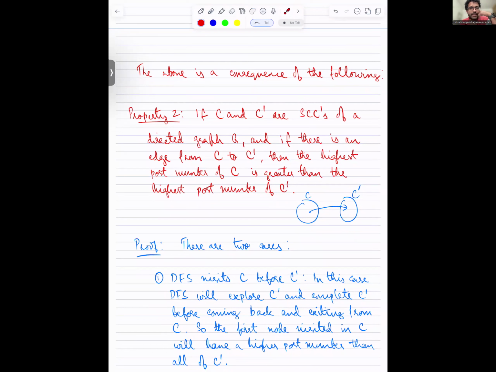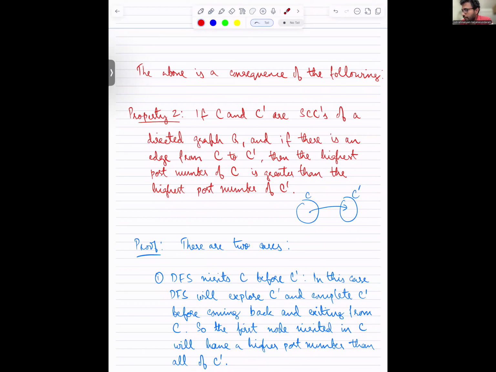Let me see who's paying attention. No, there won't be any such edge, because both are strongly connected components. If you have an edge like this, then they would both be part of the same strongly connected component. In other words, it would violate what we said earlier, that the metagraph is a DAG, right? So this edge would form a cycle.